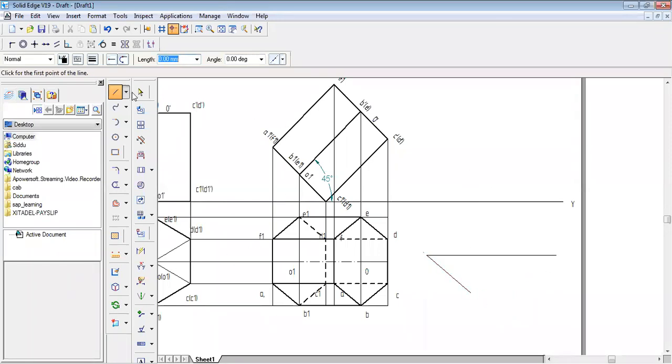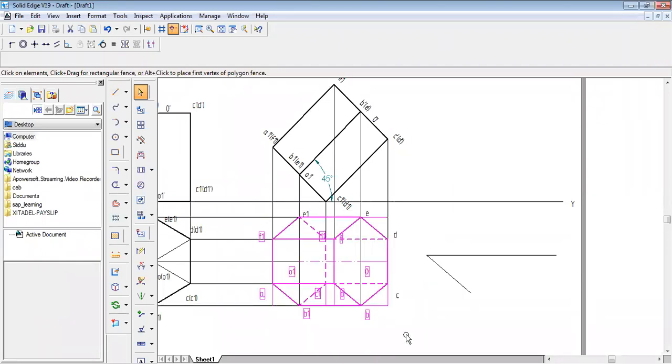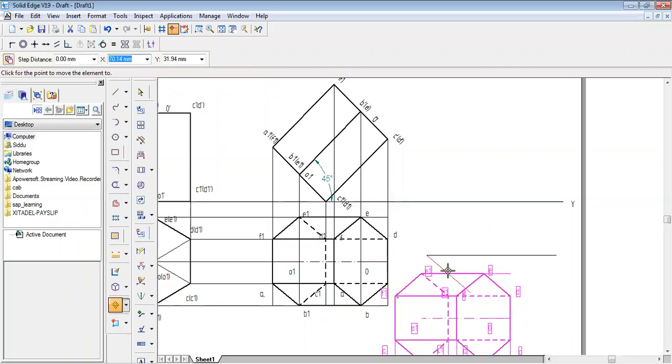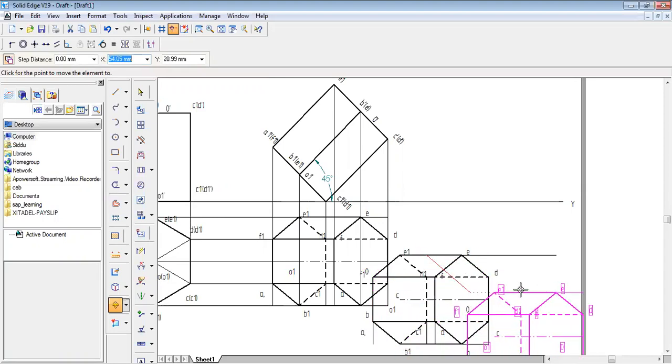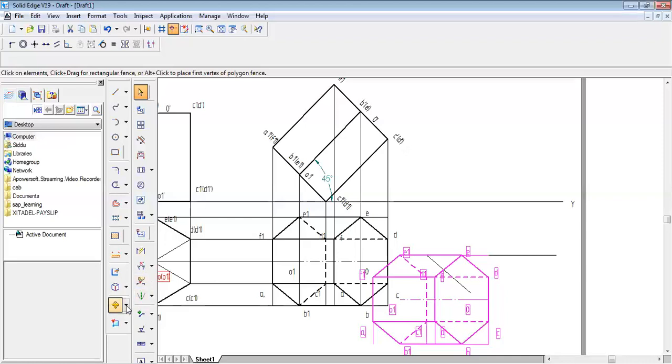Okay. So now we'll be copying the entire thing, even the naming and all. So everything will be copied, using the command called move. So the edge on which it is resting is C1 dash D1 dash. This C1 dash and D1 dash should be resting over the axis line. Okay. So now you say rotate.